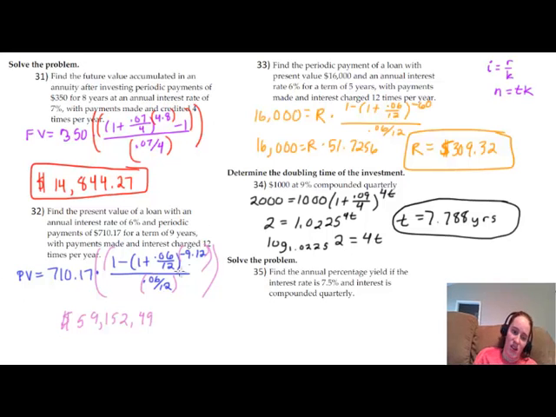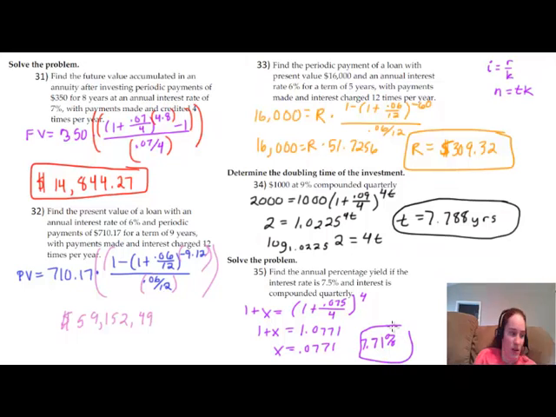Annual percentage yield is the last interest formula on there. You can cancel out the p's right off the bat so that you just have 1 plus x equals 1 plus r, which is 0.075, over k. Quarterly means 4, to the 4 times t, where t is 1 because we're talking about annual. So we just have to figure out what this is on the right side and then subtract 1. So x equals 0.0771, which as a percent is 7.71. There you go.